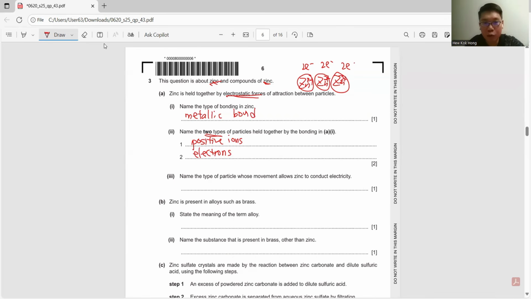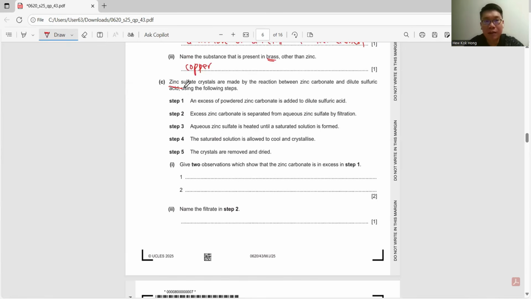Name the type of particle whose movement allows zinc to conduct electricity. Obviously, it is electrons. B. Zinc is present in alloys such as brass. State the meaning of the term alloy. Alloy is a mixture of a metal with other elements. It can be other metal or it can be carbon. B2. Name a substance that is present in brass other than zinc. It is copper.